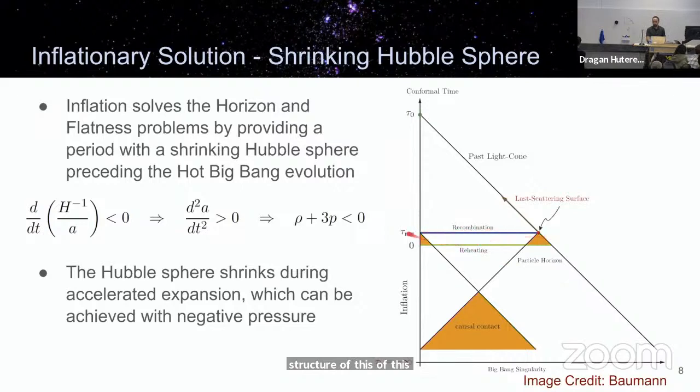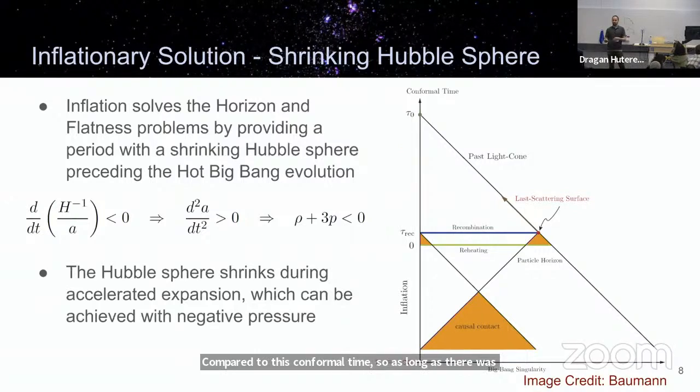Now, if you look at the surface of last scattering, at recombination, because there's much more conformal time in the past due to this period of the shrinking Hubble sphere during inflation, the past light cone of this point easily overlaps with the past light cone of this point, so long as this vertical distance, this conformal time, is sufficiently long compared to this conformal time. So as long as there was more conformal time during inflation than there was since recombination, the horizon problem is solved. One can arrange for that extra conformal time simply by requiring that the Hubble sphere shrinks, which is equivalent to saying that the expansion was accelerating.